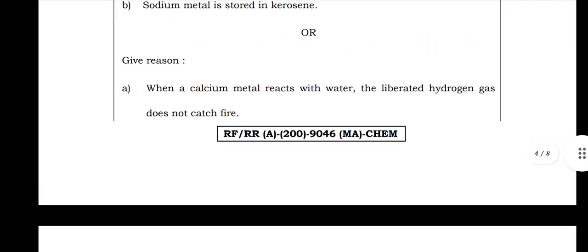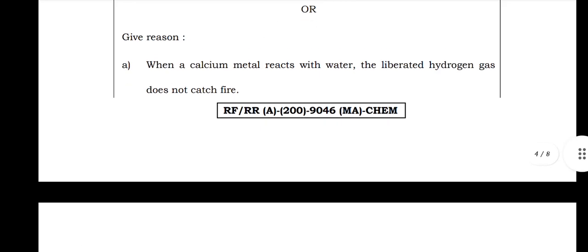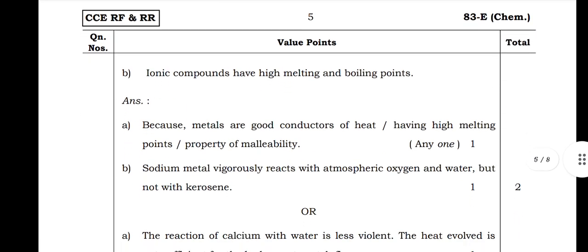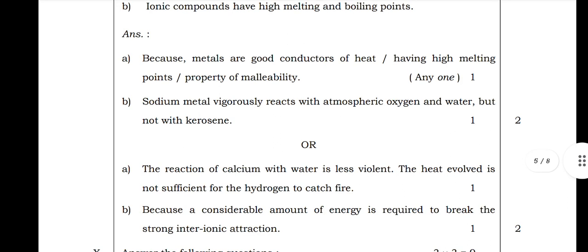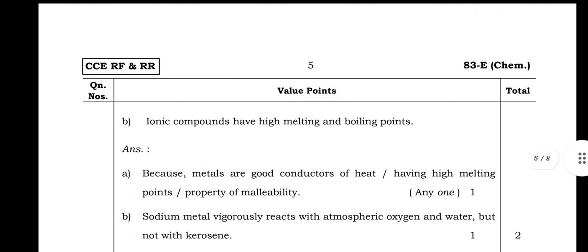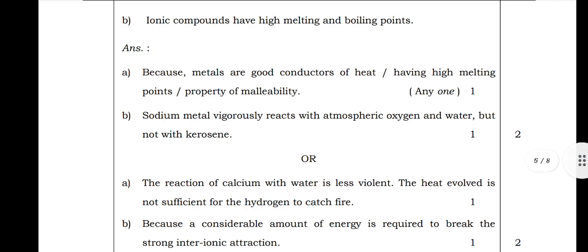Next, the other question they asked is give reason. A, when calcium metal reacts with water, the liberated hydrogen gas does not catch fire. The reaction of calcium with water is less violent, so the heat evolved is not sufficient for the hydrogen to catch fire. B, ionic compounds have high melting and boiling points because a considerable amount of energy is required to break the strong inter-ionic attraction between the ions in ionic compounds. So that's why that bond cannot be broken easily.